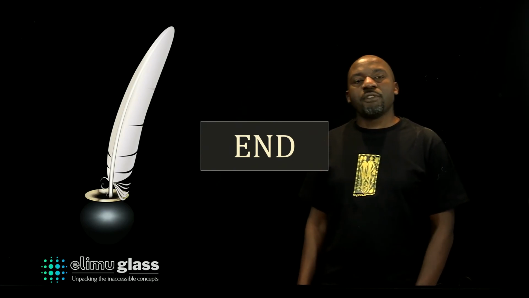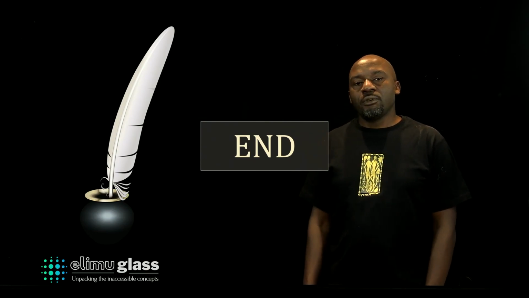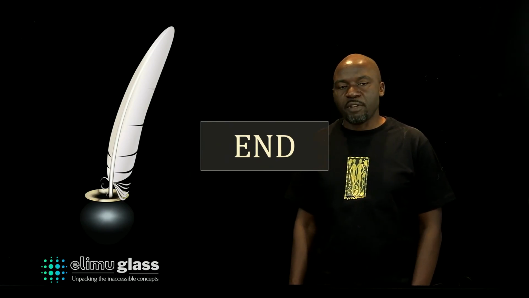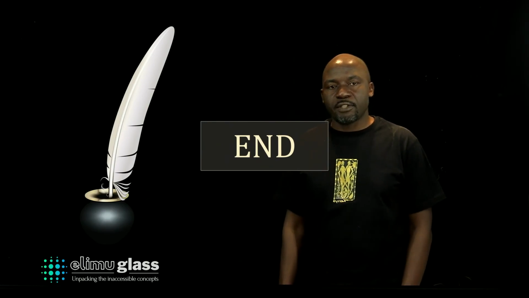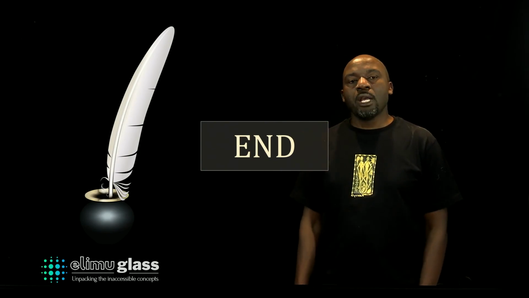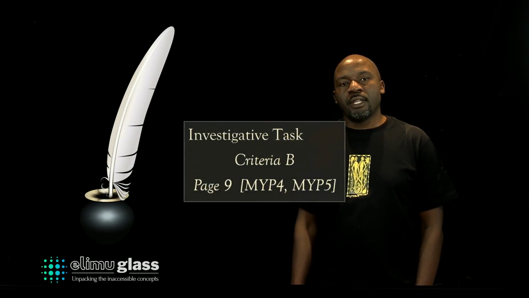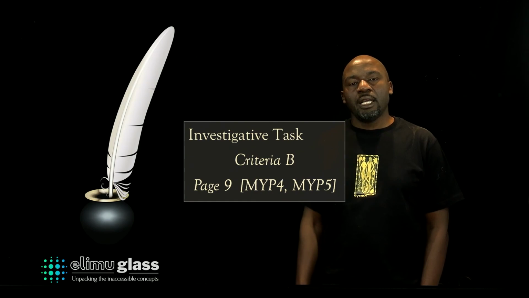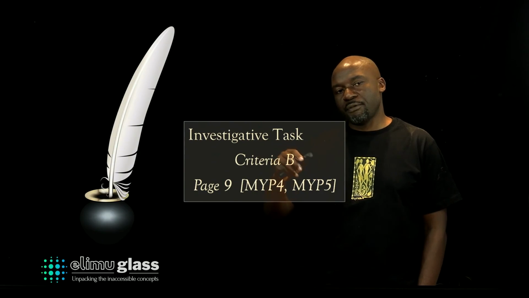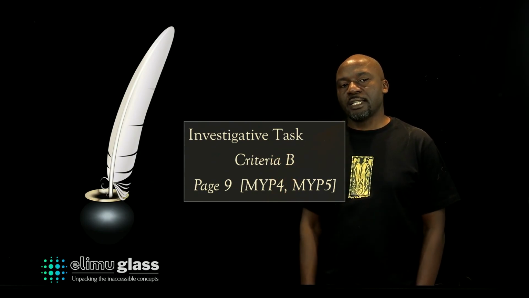But before I go on, I have included the workbook, the eWorkbook, and just under the timestamp, you will find that there is an additional question that we give MYP5 students, and this is an investigative task that falls under criteria B of the IB assessment criteria. So this is on page 9. It is suitable for both MYP4 and MYP5, but the level of difficulty increases as you go through the different parts of the question, so that at some point only MYP5 students will be able to proceed.